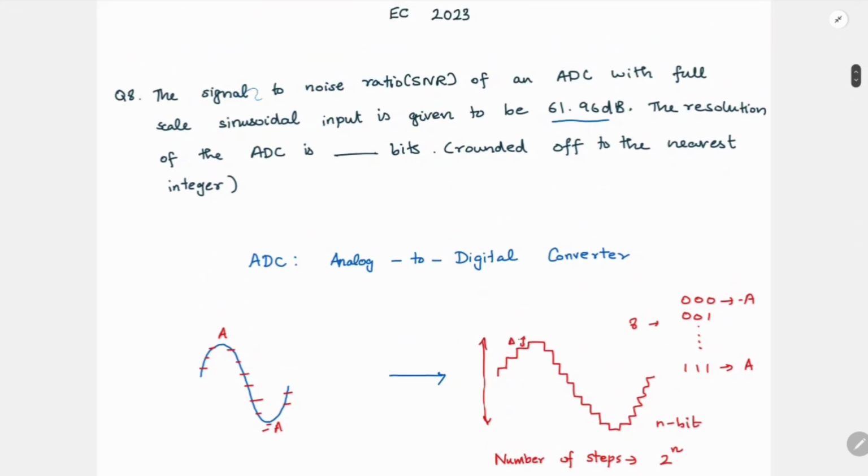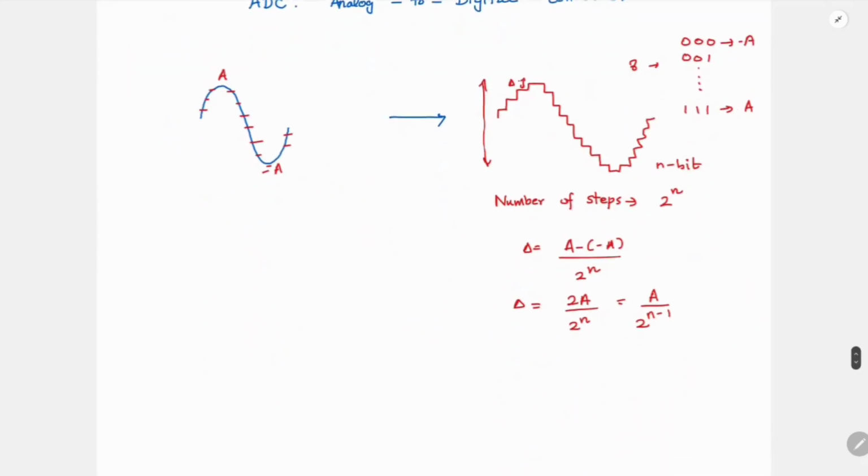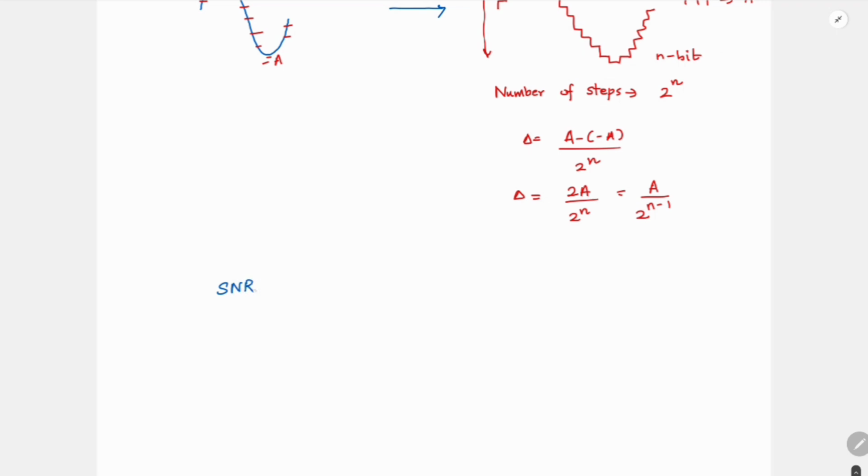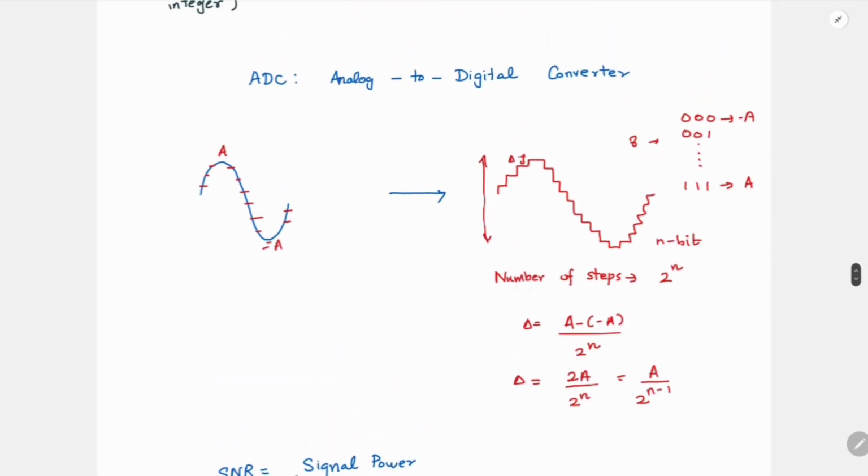So now they are asking the signal to noise ratio. The SNR is nothing but signal power to noise power. So the noise they are referring to here is the quantization noise. Because from here to here, when you are approximating it by a single level, you are making an error, right? So there is an error here. This error is considered as quantization noise in case of an ADC.